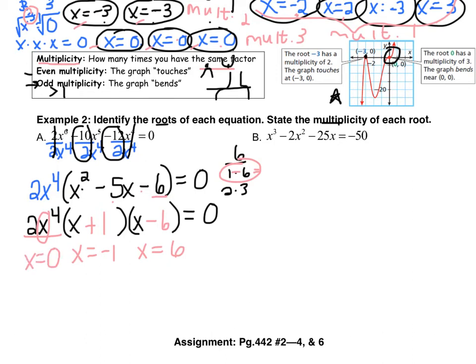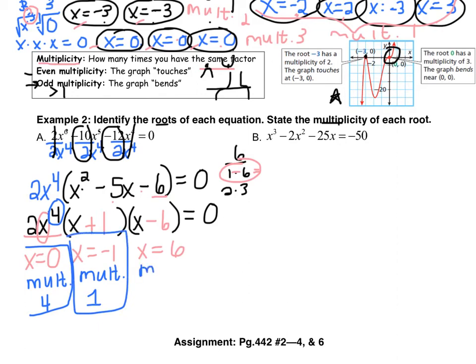The question is, how many zeros were we multiplying together? 4 of them. So instead of listing a couple more x equals 0, we will put that it has multiplicity 4. So there's one answer. There is only one x equals negative 1, so we say that has multiplicity 1. There's another part of the answer, and there is only one 6, so that has multiplicity 1 as well.